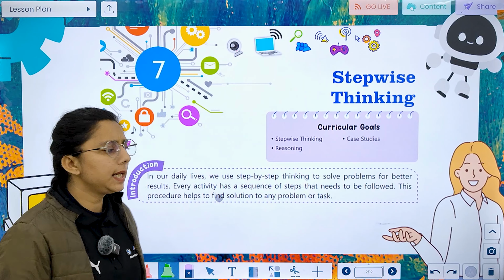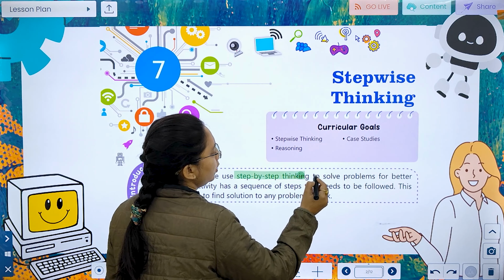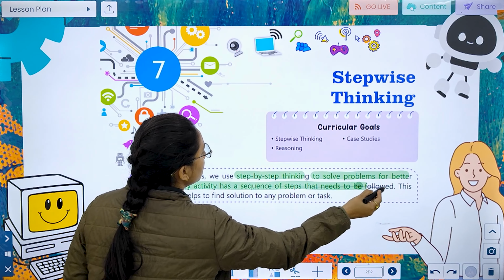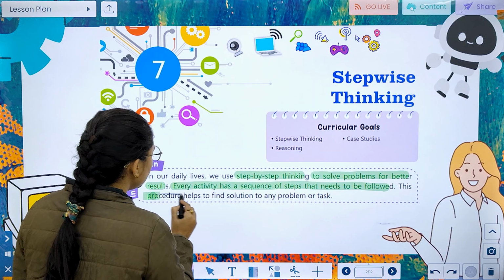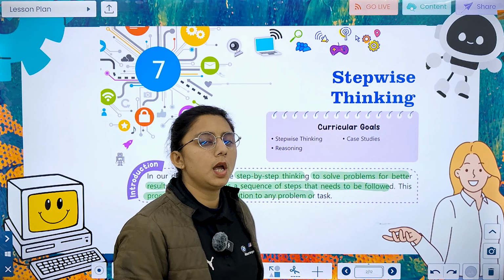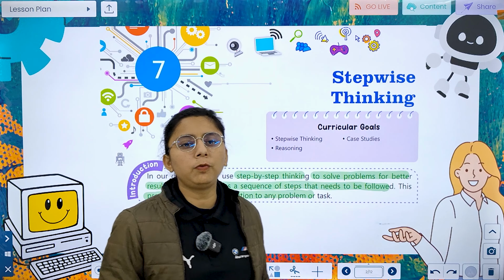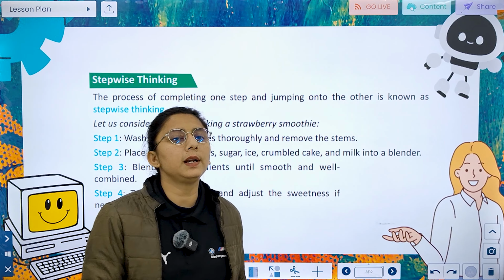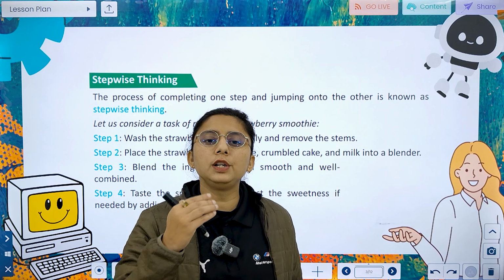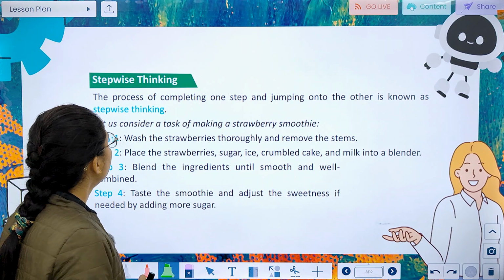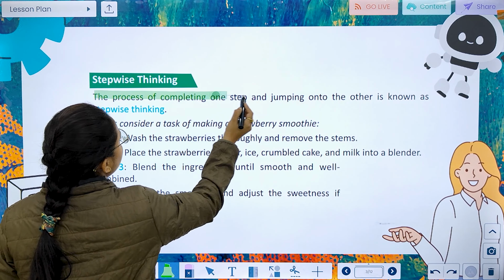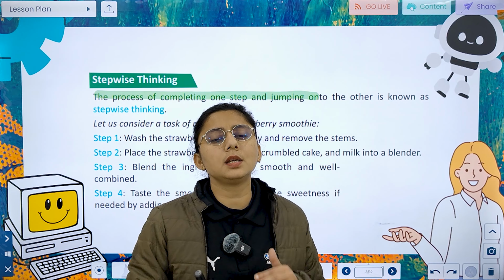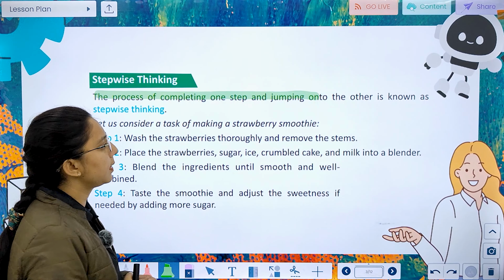In our daily life, we use step-by-step thinking to solve problems for better results. Every activity has a sequence of steps that needs to be followed. This procedure helps us to find the solution of a particular task. Any task is given to you and you have to find a solution. Then what will you do? You will do stepwise thinking. Once you have completed one step, you jump to the next step. Like this, it is called stepwise thinking.